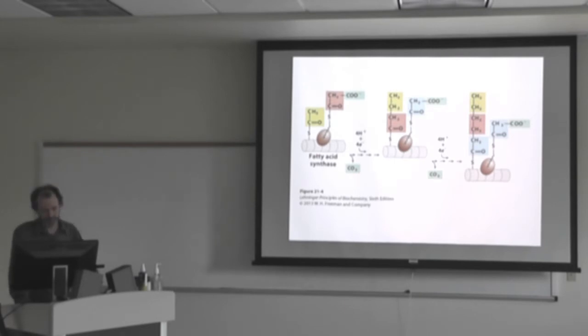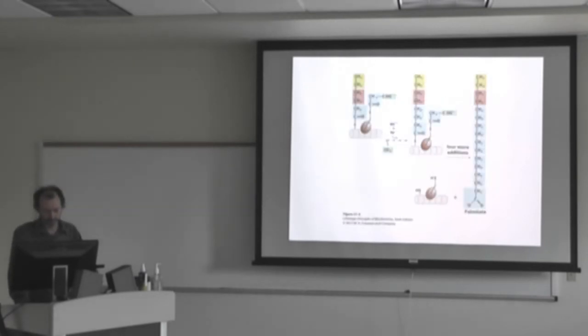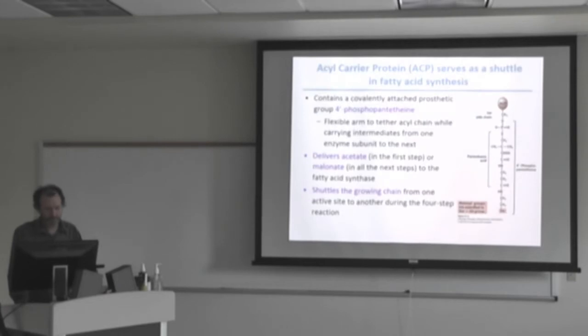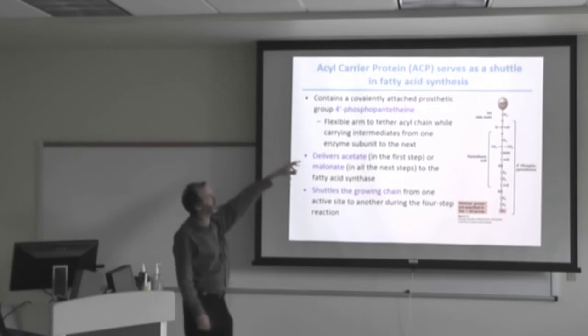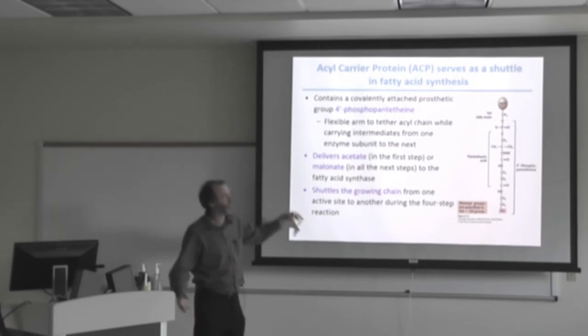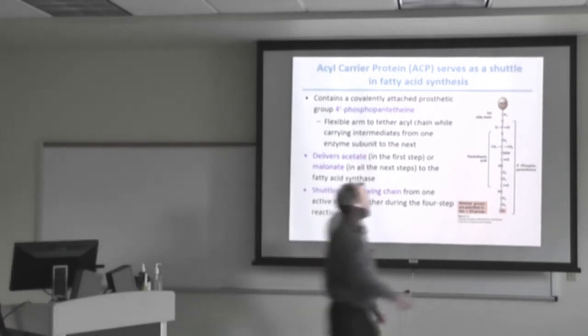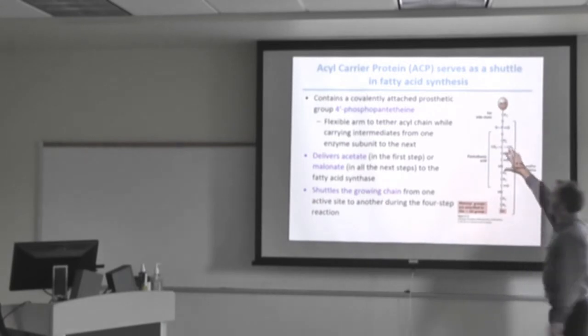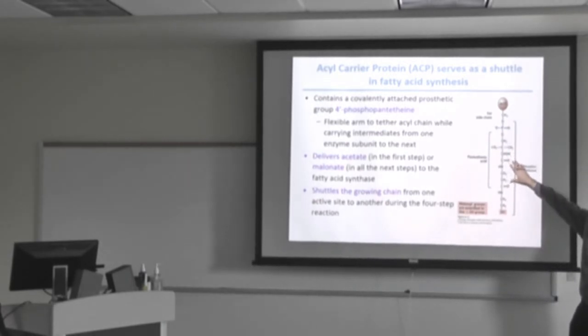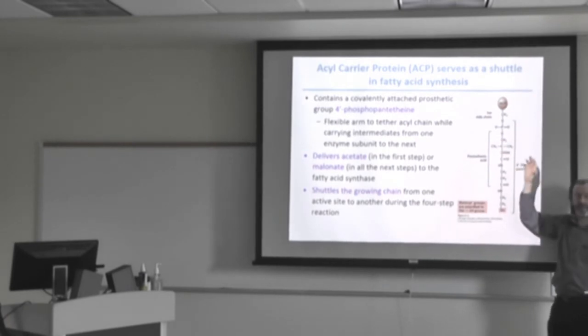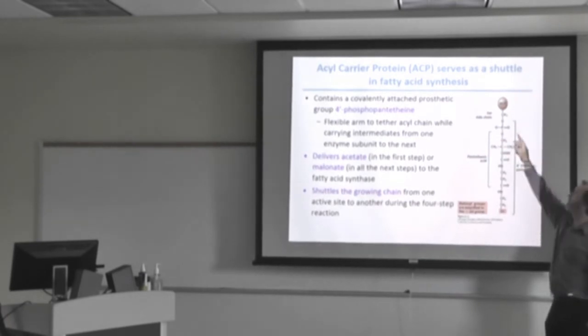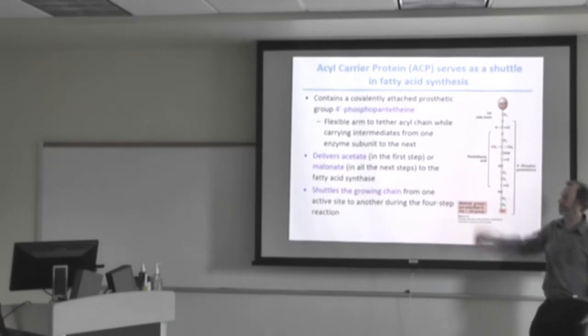So this is the overall process. Just adds more and more. So like we had discussed before, the acyl carrier protein basically serves as the shuttle in the fatty acid synthase. And it's the same active group that we see in coenzyme A, but rather than it being bound to AMP, it's bound to a protein, a large protein.